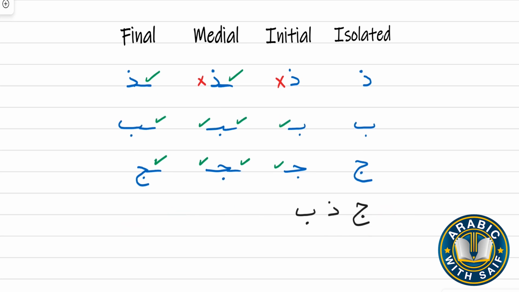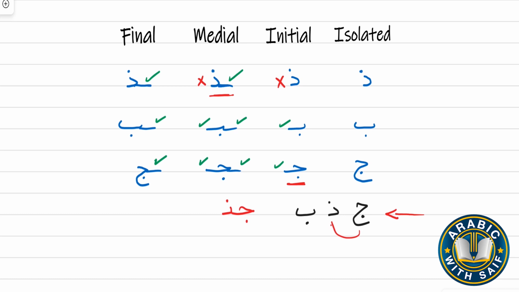Another word. Jim, Dhal, and Ba. Let's connect these 3 letters. First, we will see the relation between Jim and Dhal. If Jim is in the beginning of a word, it can be connected to any letter after it. And letter Dhal's middle form can be connected to any letter before. So both will get connected.